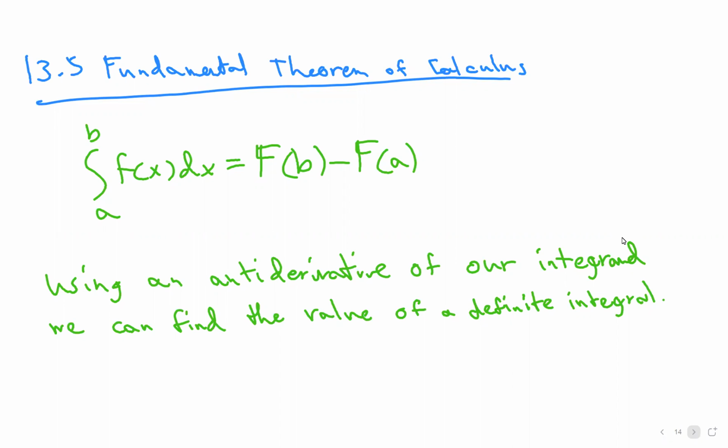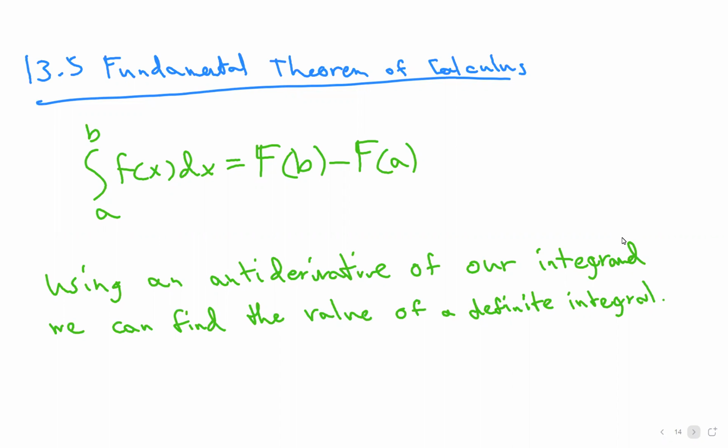So if you're integrating f of x from a to b with respect to dx, then the actual value of that integration is found by taking the antiderivative and plugging in the bounds of integration and getting your capital F of b and subtracting your capital F of a. So subtracting the lower bound from the upper bound for your integration.